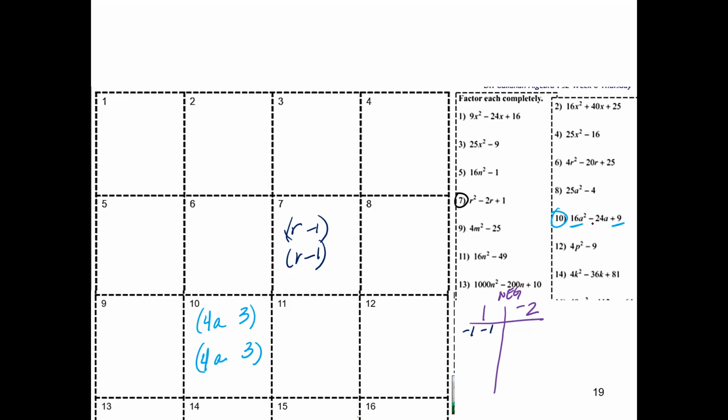If you look at the middle number right here, it's a -24. So I'm going to put a minus and a minus, because 4 times 3 is a -12. 4 times 3 is a -12. -12 minus 12 is a -24. So notice that they're the same signs.